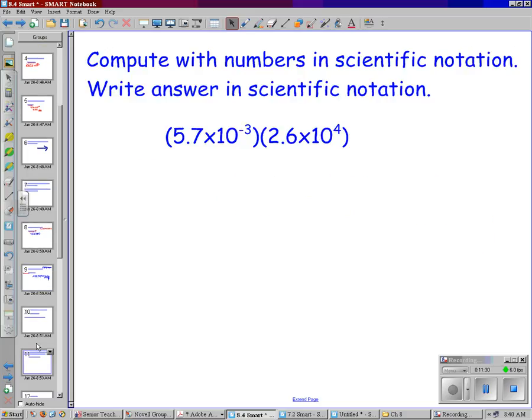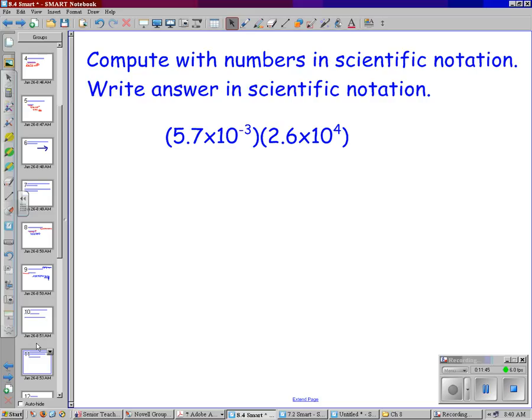Now we're going to do some computation with numbers in scientific notation. Oh, I hate this. Oh, Mr. Dayton. Stop. We're going to do this not using our calculator.